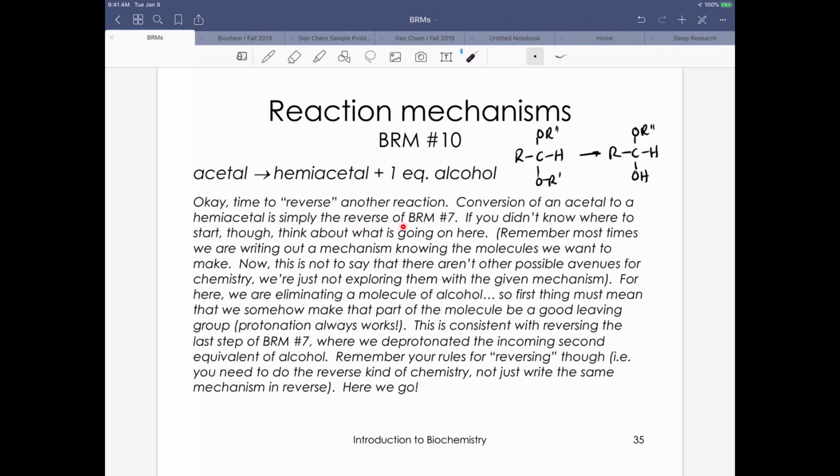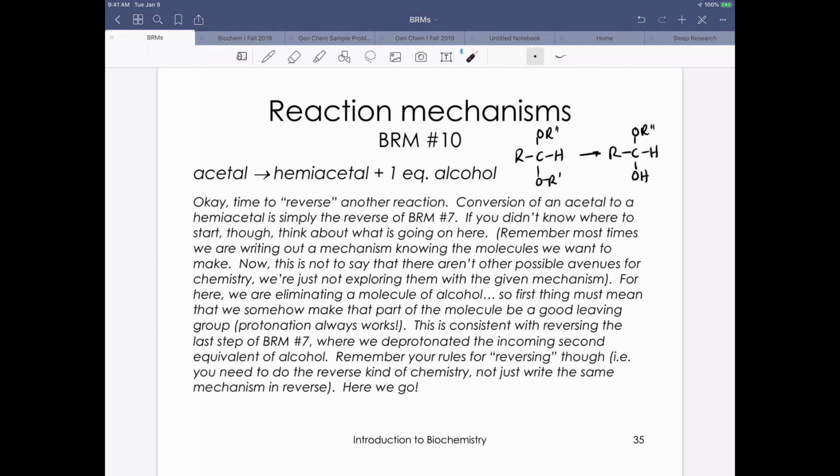So this is really a reversal of reaction mechanism 7, but we're not just going to see a reversal of the steps, we need to reverse the chemistry. Most of the time, when we're drawing a reaction mechanism from this point forward, you're going to know the molecules you want to make. It's not to say that there aren't other possible avenues for chemistry, we're just not exploring them with the given mechanism. And that's the beauty of what happens in enzyme active sites: we are able to dictate the specific chemistry that goes on, not only the scope of the chemistry, but also the regiochemistry, where chemistry happens, as well as the stereochemistry, say at a carbon that has 4 different things attached to it.